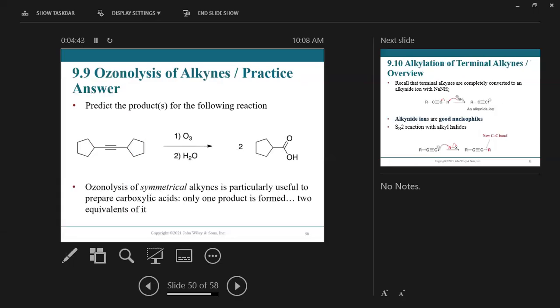So ozonolysis of a symmetrical alkyne is particularly useful to prepare carboxylic acids. Only one product is formed, and we get two equivalents of it. We have, here's one, here's two. So that's how you get your two equivalents.